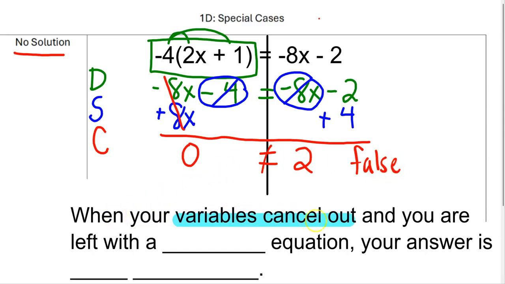So when your variables cancel out and you are left with a false equation, your answer is no solution. There's no possible solution. That means there's nothing you could put in for x that would make both of these sides the same.